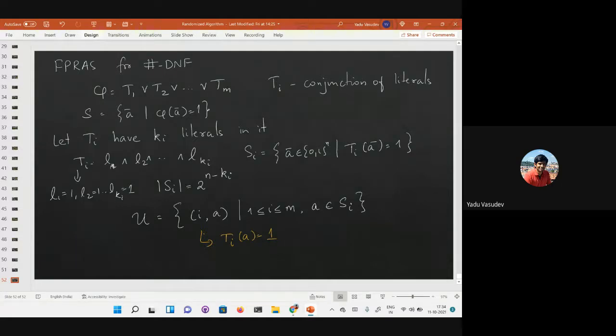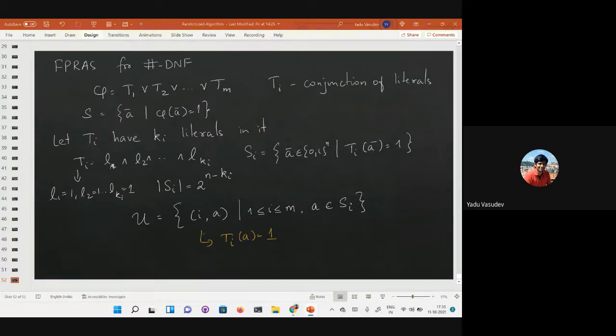So notice that the first thing is that the same assignment can satisfy more than one term. Because you don't care how you're setting the remaining variables, you take one assignment that might satisfy term T1, T2, T3, and so on, and multiple of them. So the cardinality of U is somehow overcounting, because the same assignment can appear multiple times, once for each of the terms that assignment satisfies.